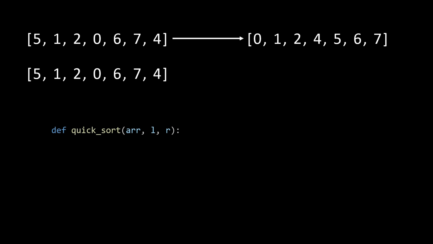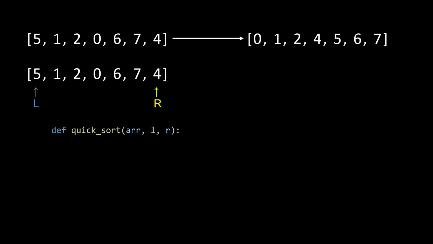For example, if the left pointer was at the start of the array and the right pointer was at the end, then we would have to sort the entire array. But if, let's say, the left pointer was over here and the right pointer was over here, then in that case we are going to sort only this part of the array. So to sort the entire array, we'll just plug in the start of the array as the left and the end of the array as the right.